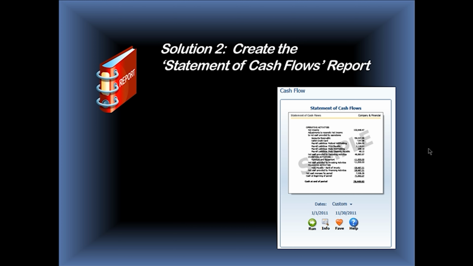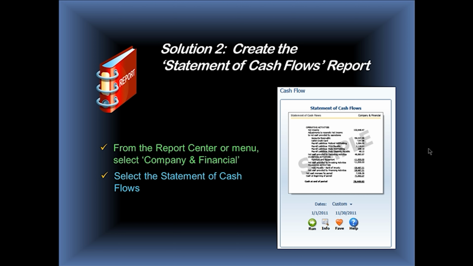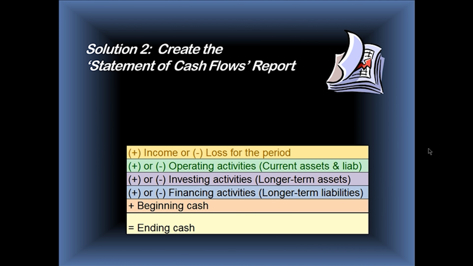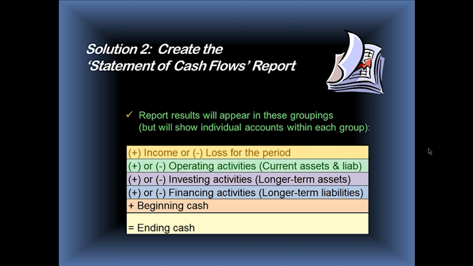However, the solution I kind of wanted to get to and introduce to you is to create the statement of cash flows report. And to do that, from the report center or from the main menu, you can select company and financial, that group of reports, and then you'll select the statement of cash flows. And what you'll do here is similar to what we did in the balance sheet by customizing it to show beginning and ending dates, and then of course you run the report. Now, it's a fairly lengthy report and not all that easy to show on the screen here. So what I'm going to do is show you the large groupings of information that show up on this report.